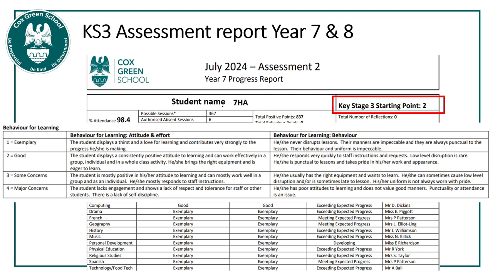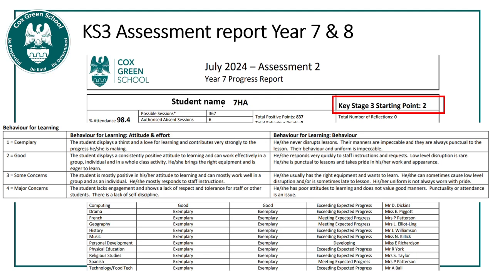So a student can behave very well and not cause any disruption, but they can have a low attitude and effort grade because they're not completing their work, they're not engaged in their lesson. And so you might see a difference between those two. You wouldn't always see those gradings being the same for a student in a subject.